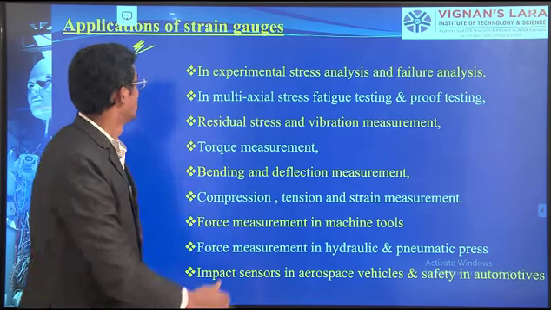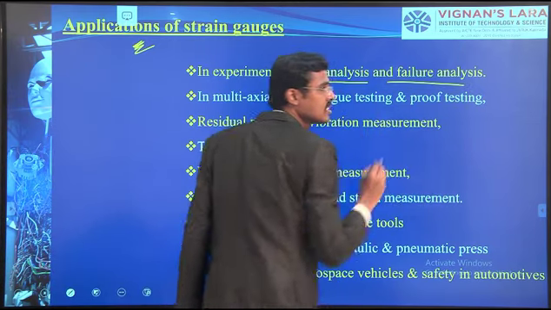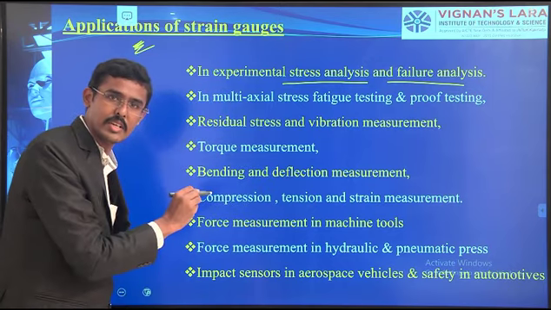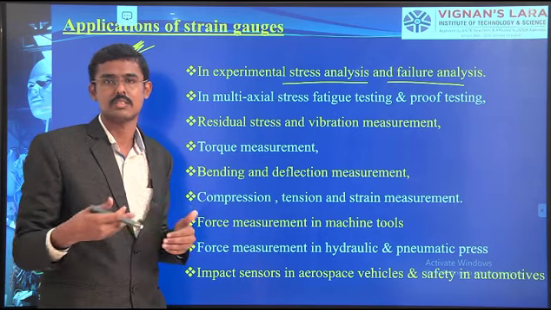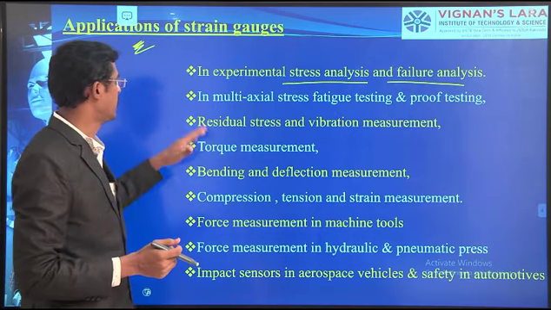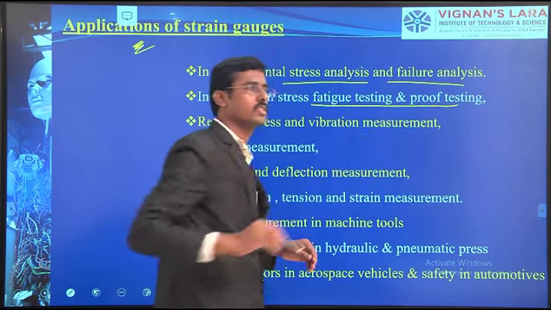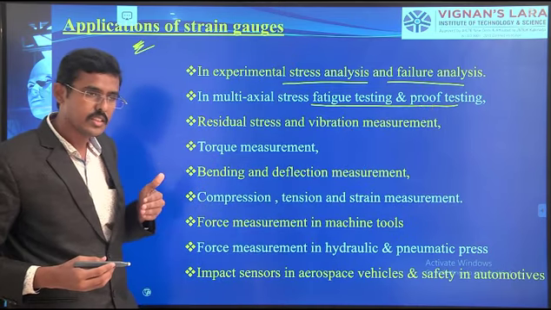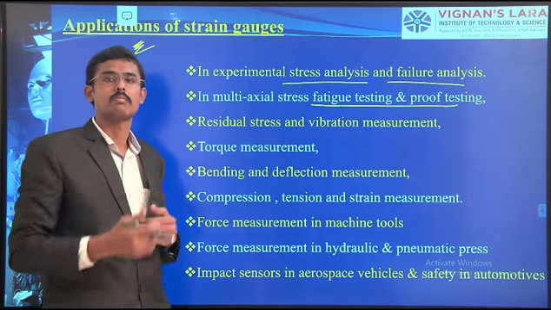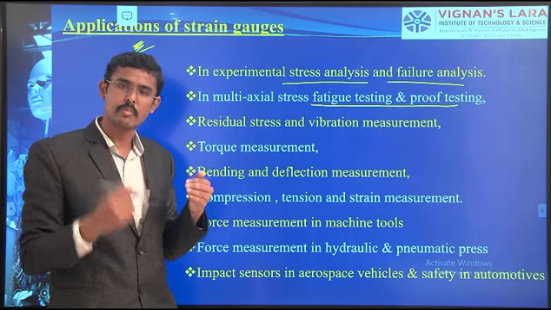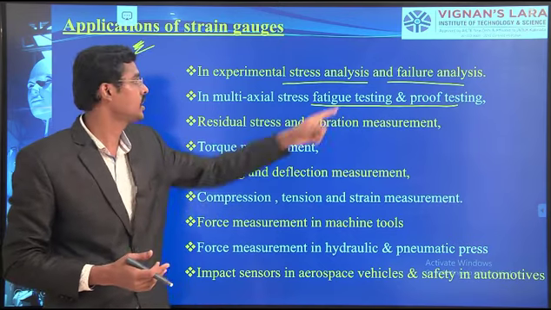In experimental stress analysis and failure analysis, if it breaks or exceeds its limit, it is a failure. That we are analyzing using this sensor, the strain gauge element. And then in multi-axis stress fatigue testing and proof testing operations, everything should be within limits. That limit we are finding here. That change in displacement we are measuring. If the displacement exceeds the limit, then it is a failure.